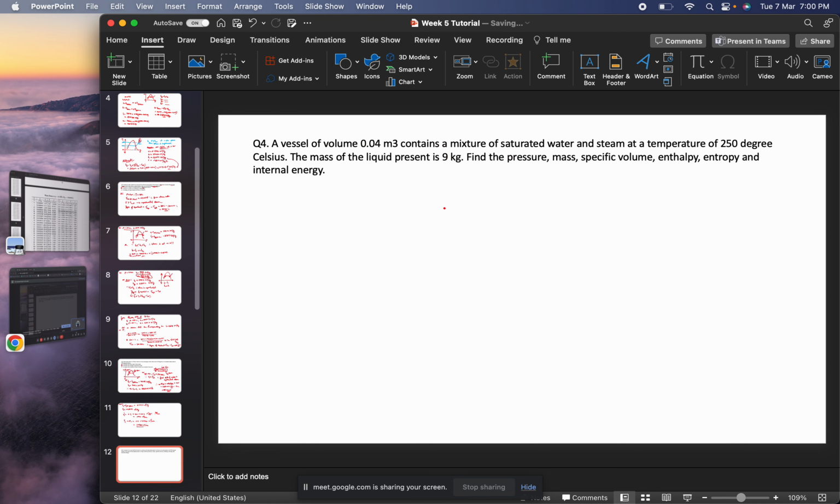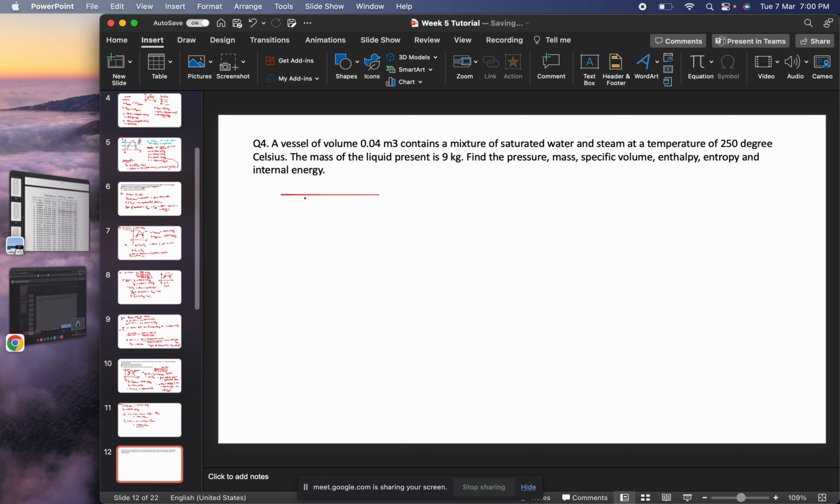Next is a vessel of volume 0.04 meter cube contains a mixture of saturated water and steam at a temperature of 250 degrees Celsius. The mass of the liquid present is 9 kg, and find the pressure, find the mass, specific volume, enthalpy, entropy, and internal energy.